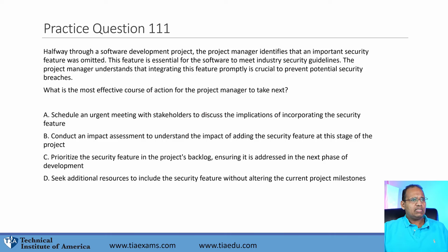A: Schedule an urgent meeting with stakeholders to discuss the implications of incorporating the security feature. B: Conduct an impact assessment to understand the impact of adding this feature at this stage of the project. C: Prioritize the security features in the project backlog, ensuring that it addresses the next phase. D: Seek additional resources to include the security features without altering the current project milestones.